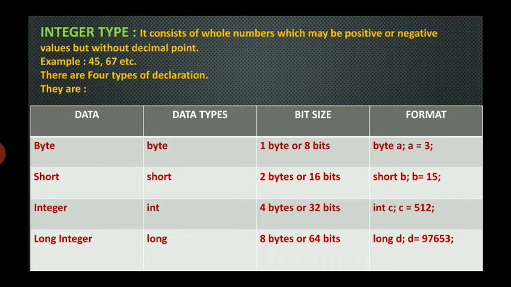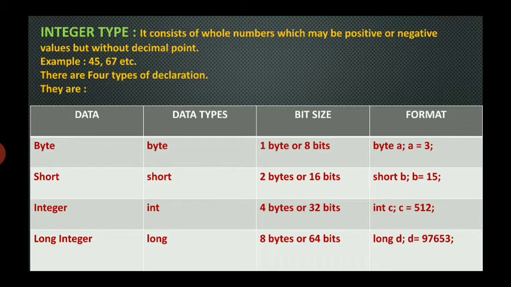So how to declare it? byte a equals 3. Next is short. The short size is 2 bytes. If 1 byte is 8 bits, therefore 2 bytes will be 16 bits. So short b equals 15. So this is an example.